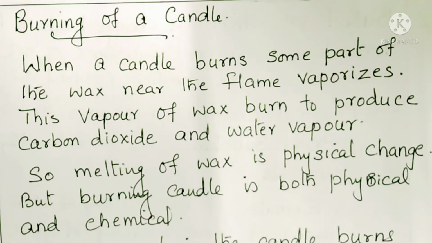There you can see a liquid actually. That liquid is again the wax itself, and that liquid portion, due to the heat, gets evaporated. So this vapor of wax, when it is burning, produces carbon dioxide and water vapor. So the complete wax will not melt and come down. Some part of it will disappear, and after burning, they will form carbon dioxide and water vapor. So it is not completely a physical change.